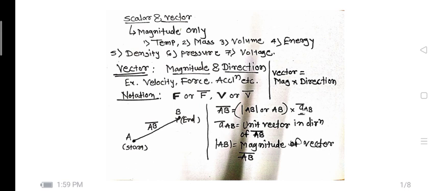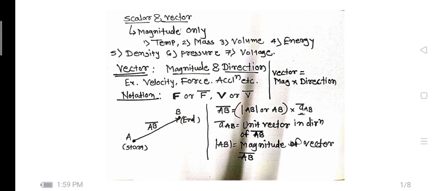So examples are like temperature, mass, volume and energy, density, pressure and voltage. Whereas vector quantity is nothing but a quantity which is described by magnitude and the direction of that quantity. So examples of vector quantities are velocity, force, acceleration, etc. So the definition of vector is equal to magnitude into direction.